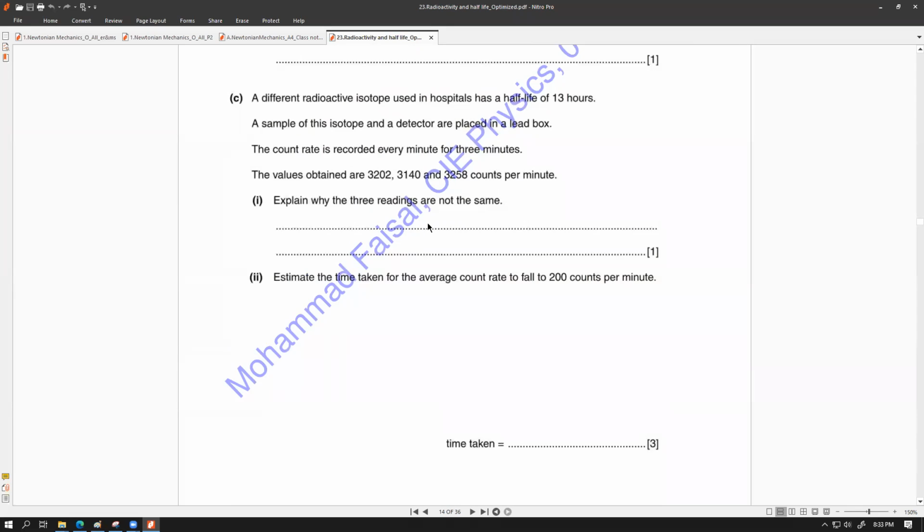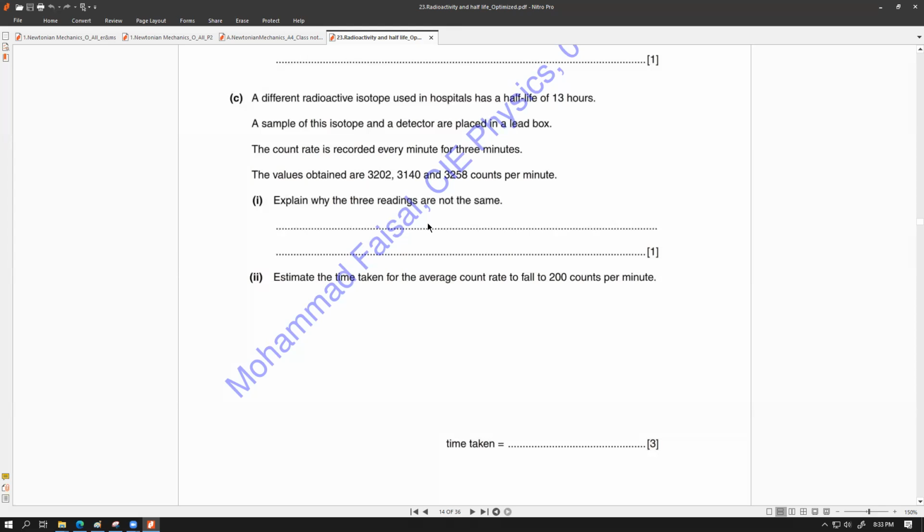Try this one, number C. A different isotope used in hospitals has a half-life of 13 hours. A sample of this isotope and a detector are placed in a lead box. The count rate is recorded every minute for 3 minutes. The values obtained are given per minute. Explain why the 3 readings are not the same.